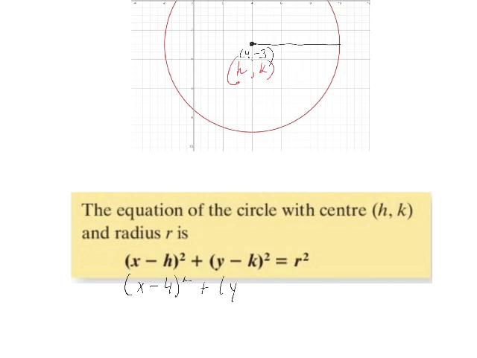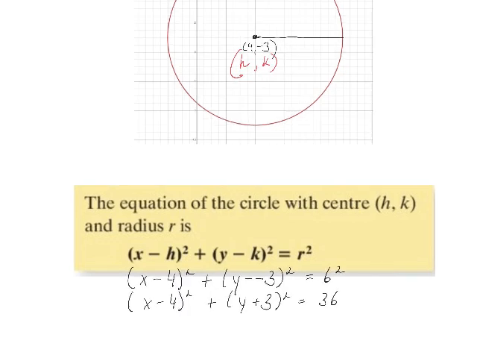plus (y - k) where k is -3, so minus -3, all squared, and we said the radius was 6, so 6 squared. And if we rewrite that, (x - 4)² plus, the minus becomes a plus, (y + 3)², equals 6 squared, which is 36. So this would be the equation for the circle above.